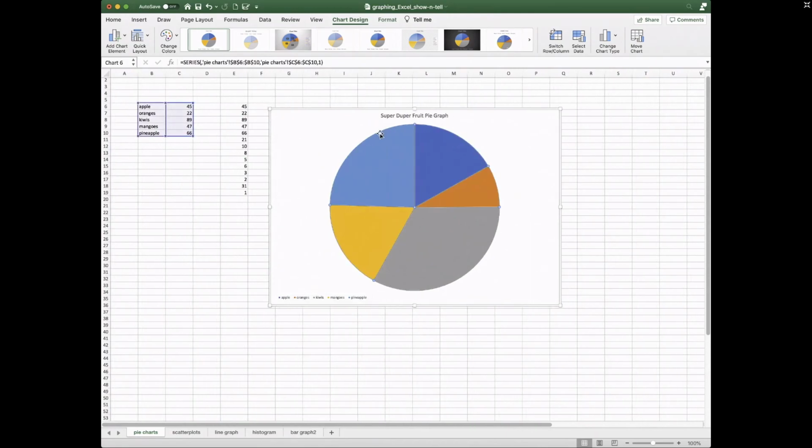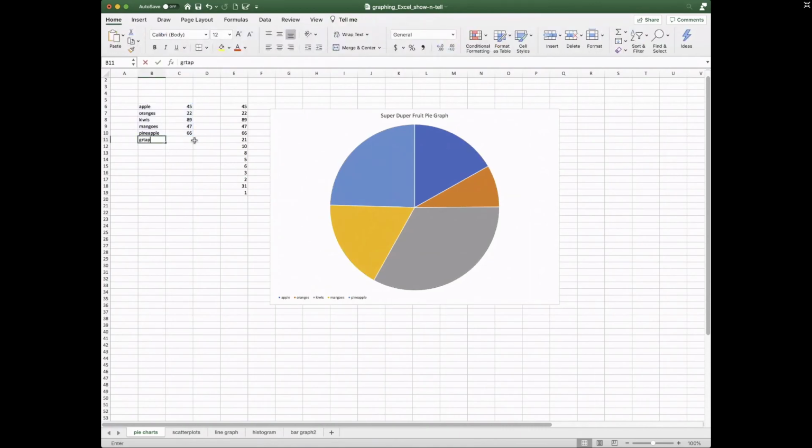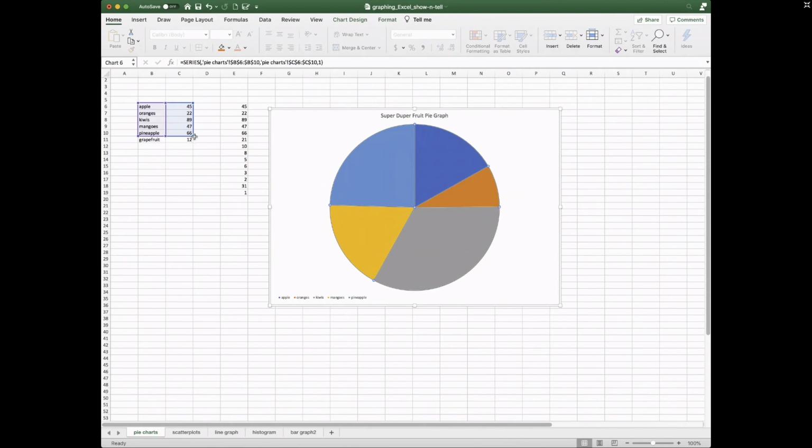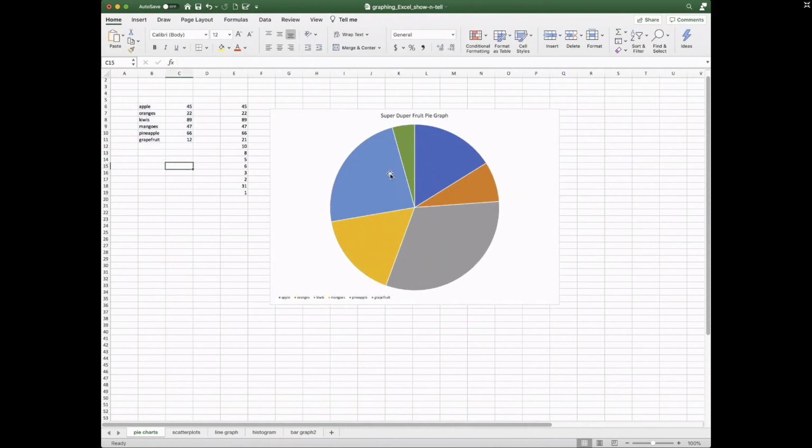If you click this once, you see it highlights the data that's being graphed. If you ever forget, click on it, and it will show you what it is. So let's say I came up with something and I forgot something. I forgot this grapefruit. Who doesn't like grapefruit? And there are only 12 grapefruits. And notice that I don't have that included. But if I go down here to the funky square corner, look at that. It automatically added grapefruit for me. So now I didn't have to remake the graph.